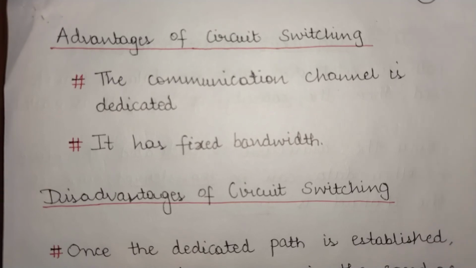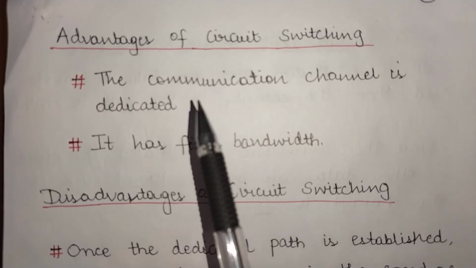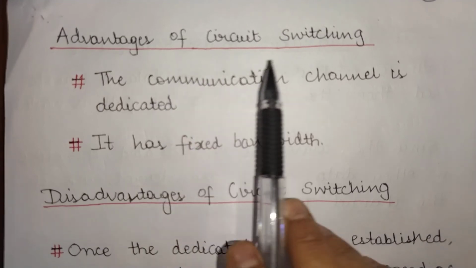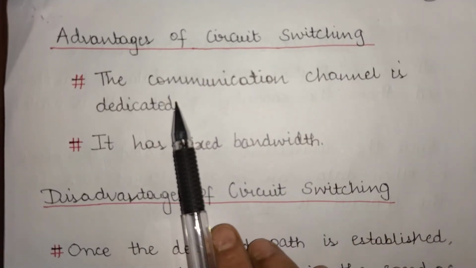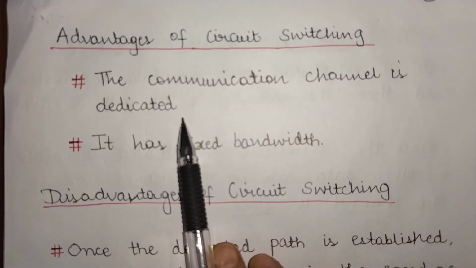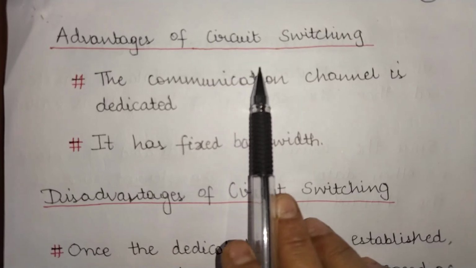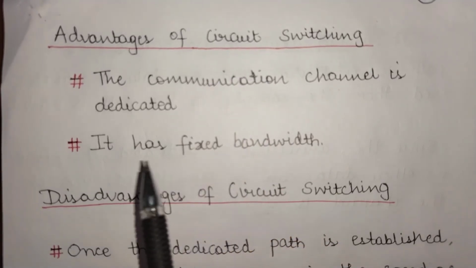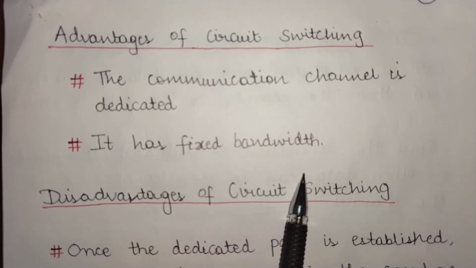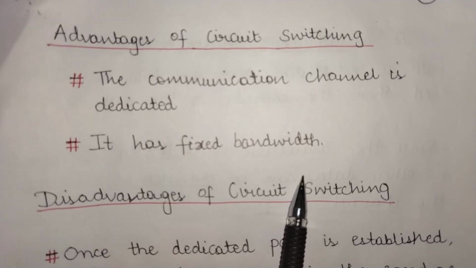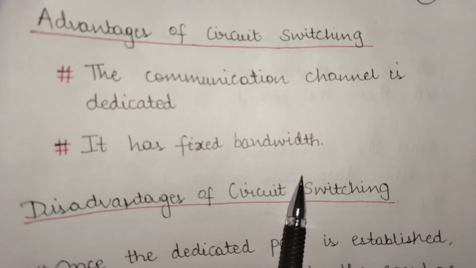Okay. Now we have discussed in a lot of detail about circuit switching. Now let us look at the advantages and disadvantages of circuit switching. So first of all, we'll discuss the advantages of circuit switching. Basically, the communication channel is dedicated, right? The first advantage is that you have a dedicated channel for transmission in the case of circuit switching. Then it has a fixed bandwidth, so you do not have to worry about the bandwidth also. So these are the advantages.